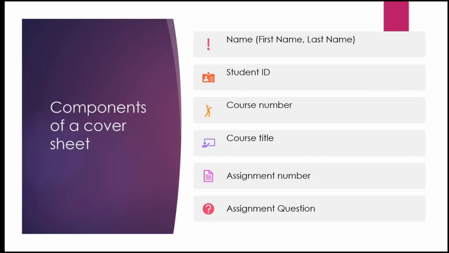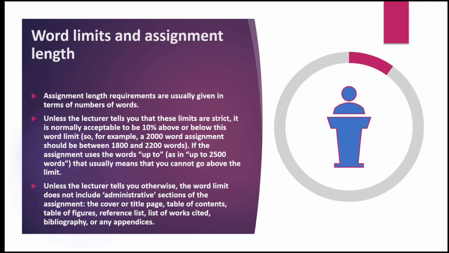So you will see that depending on the assignment or the module, this is an example of the things that could be on the cover sheet, right? So you see that on your cover sheet, you could have your name and last name, student number, the course title, the assignment number, and the assignment question. So these are the different types of information that you usually find on your assignment.